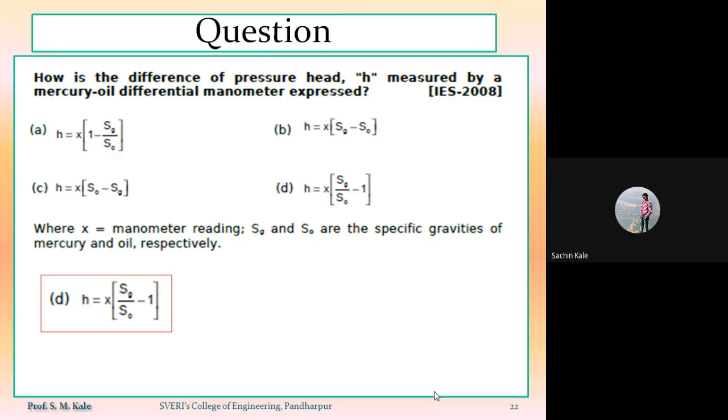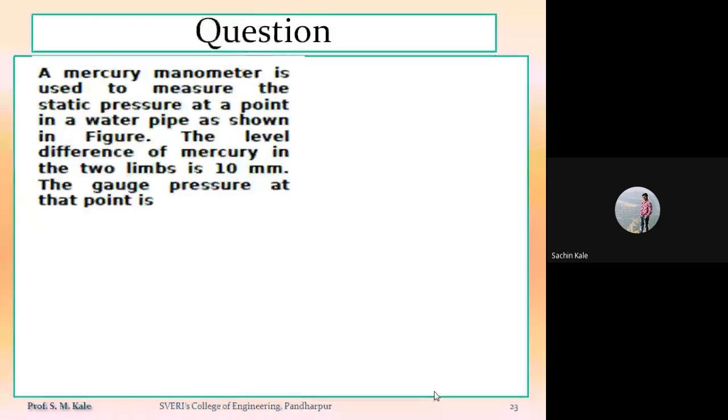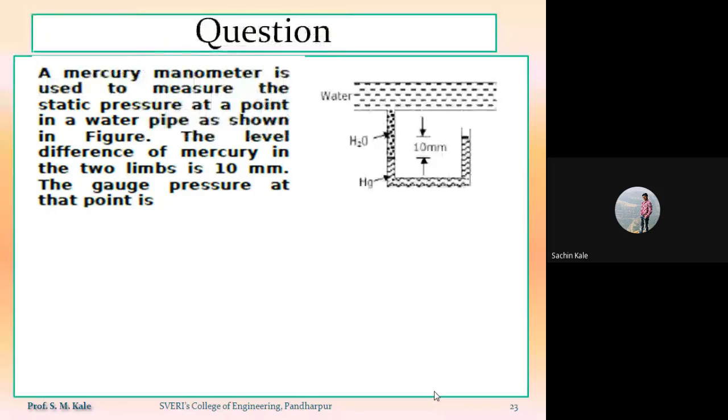Next question. A mercury manometer is used to measure the static pressure at a point in a water pipe as shown in the figure. The difference of mercury levels in the two limbs is 10 mm. We have to find the gauge pressure at that point. This question was asked in GATE 1996.